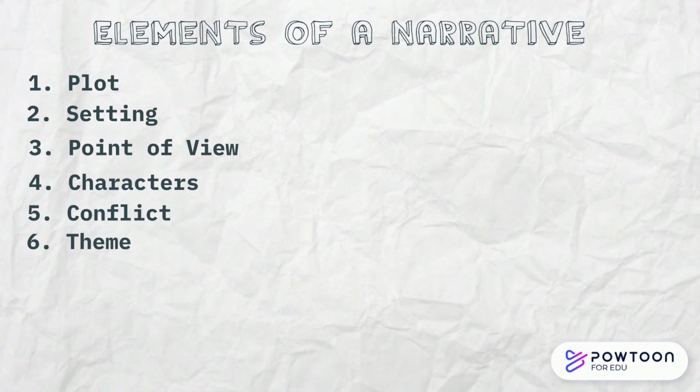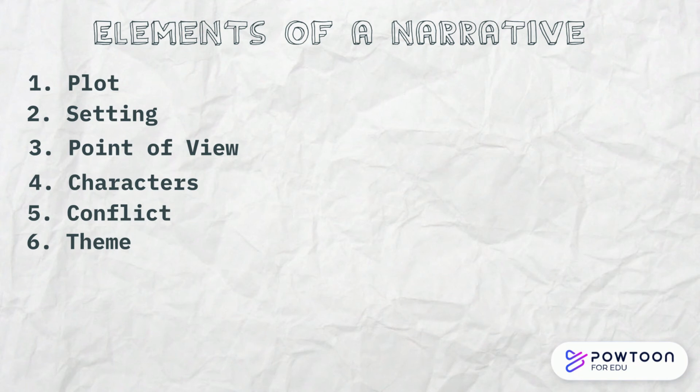Next is setting, which is when and where the story is taking place. Number 3 is point of view, which is the way you are narrating the story. It can either be first person or third person. Next, number 4 is characters. I don't think you need any explanation on this.